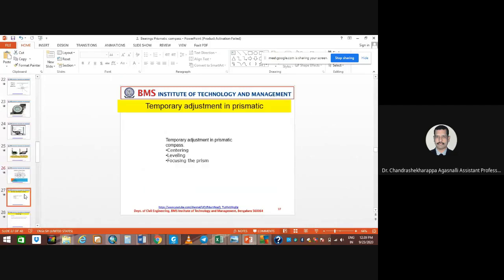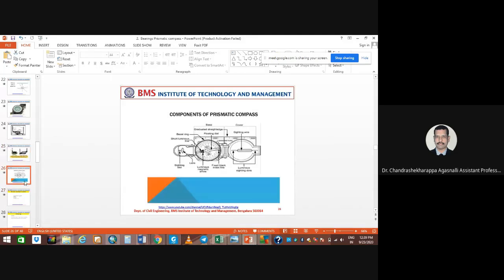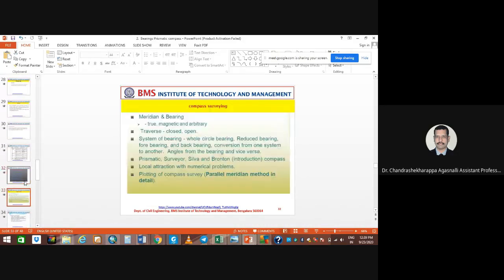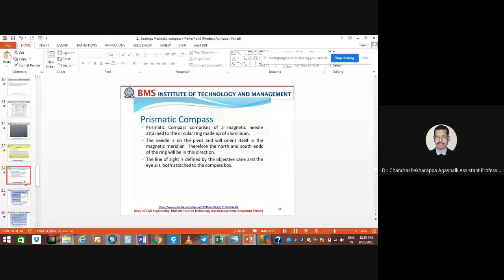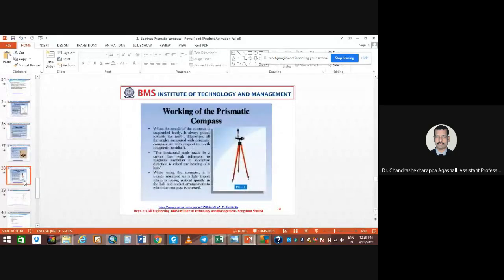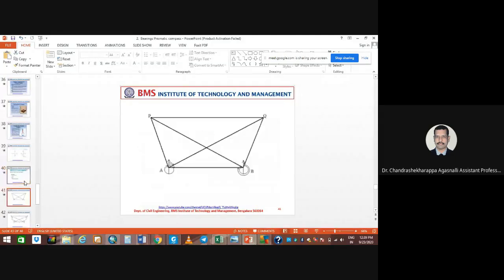Okay. Components that we discussed there, temporary adjustment, that's all done. Okay. Now we are going to do this adjustment and the leveling. Okay, right, trying the prismatic compass. Okay, that we discuss here. Working with the compass, yes, direction of the objects, lines.